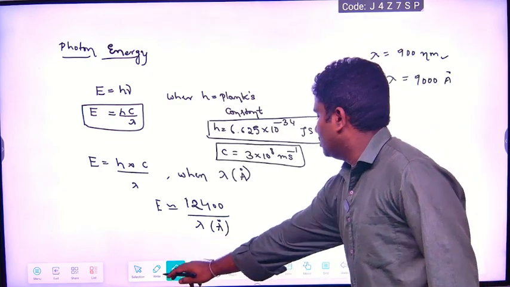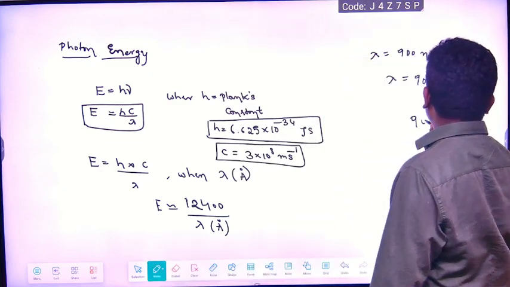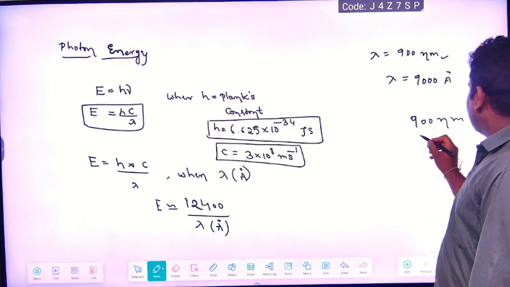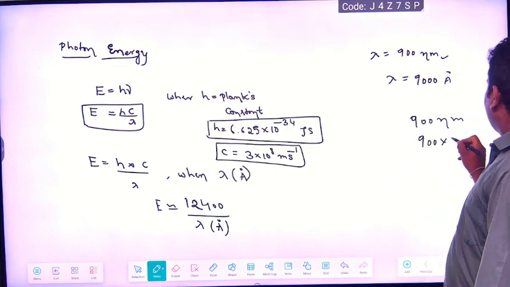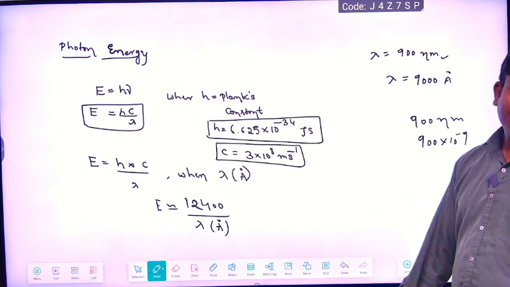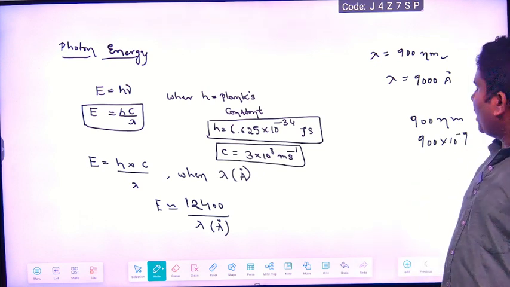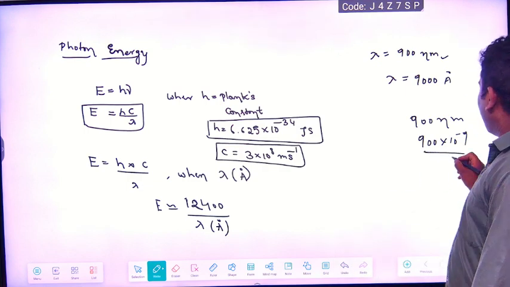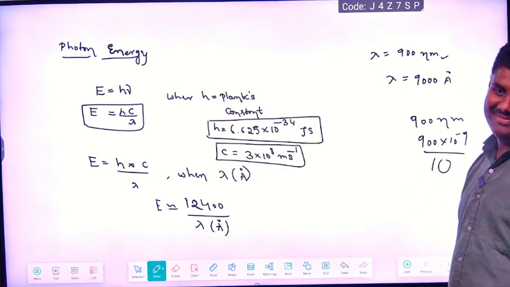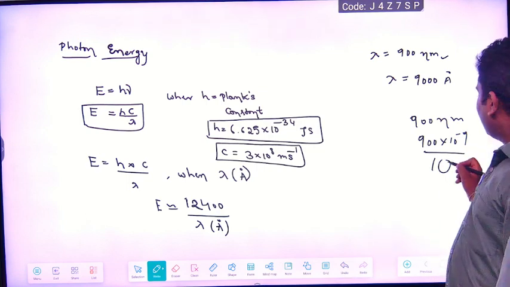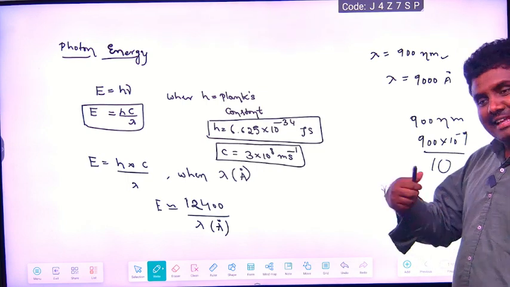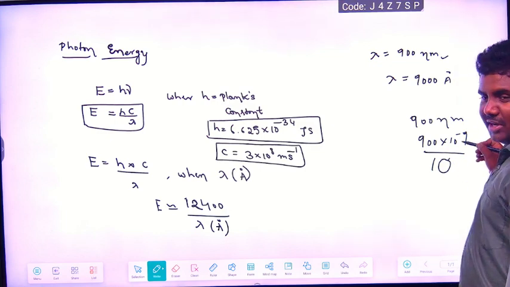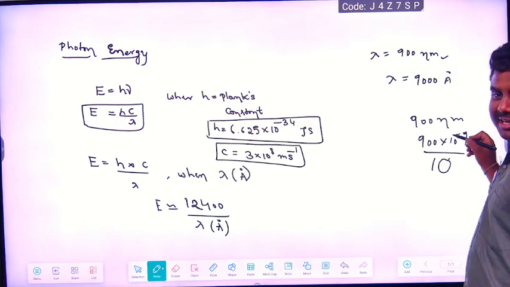If you are still confused, see: 900 nanometer is 900 into 10 to the power of minus 9. I want to make it 10 to the power of minus 10, so I should divide by 10. Then this 10 goes up, and it becomes 10 to the power of minus 1. Minus 9 into minus 1 is?